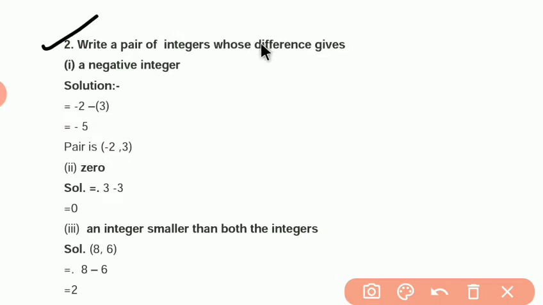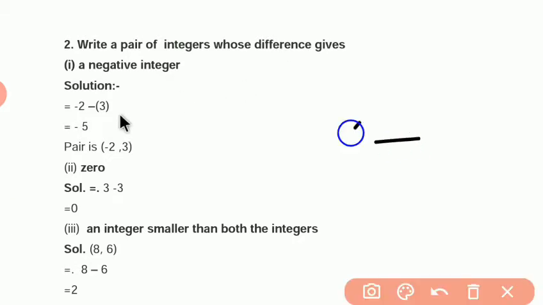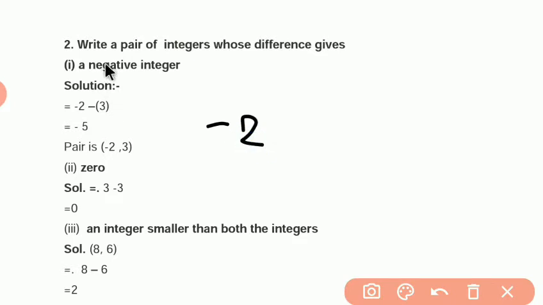Question number 2. Write a pair of integers whose difference gives a negative integer. Now we have to take any two integers such that if we find the difference between those two integers, we should get the answer as a negative integer. Here difference means we have to subtract. So let us take minus 2 and 3.